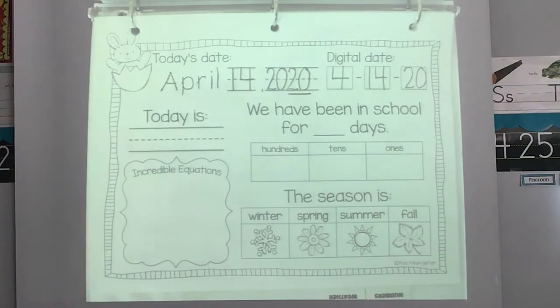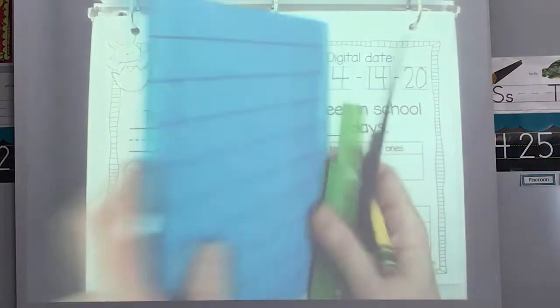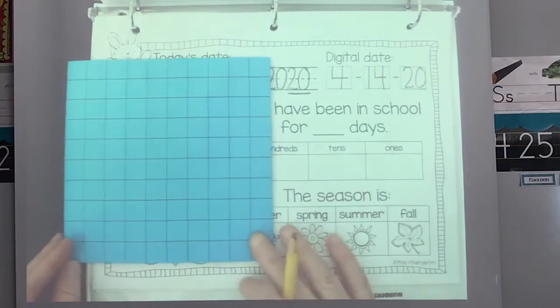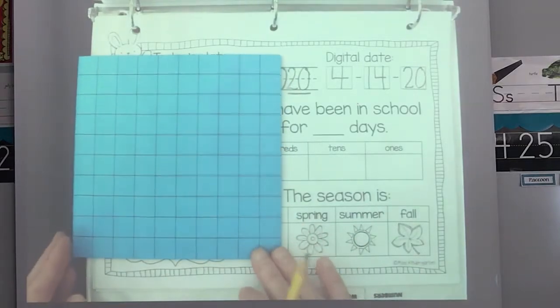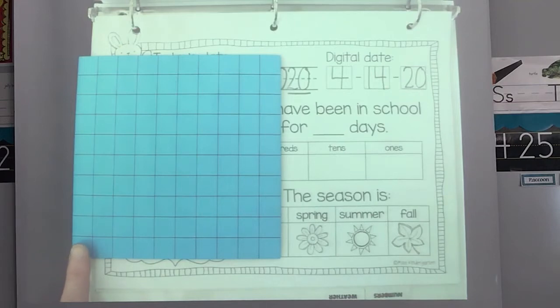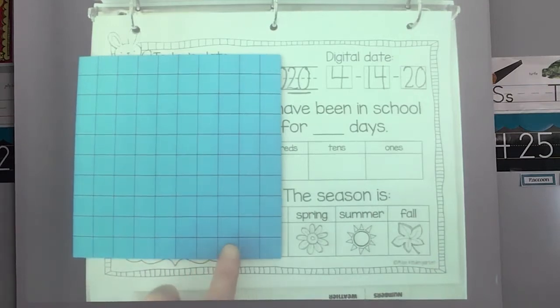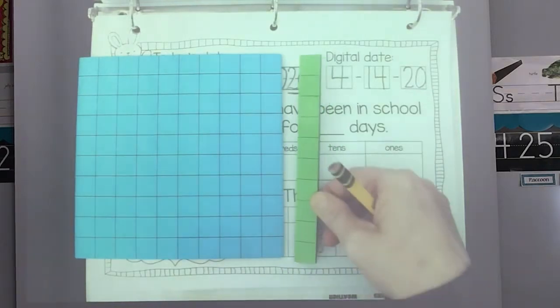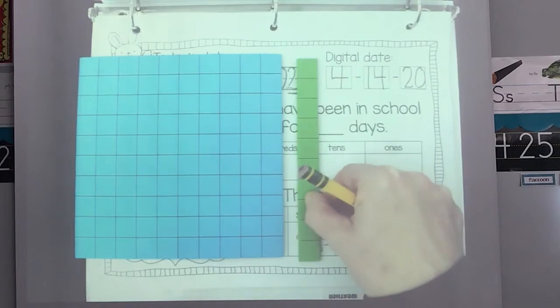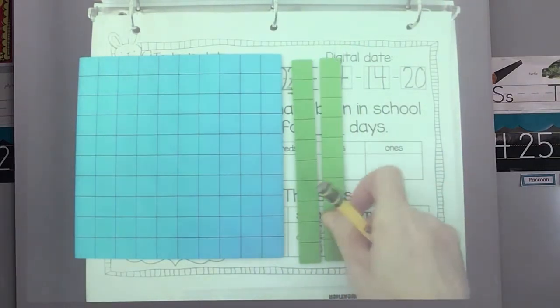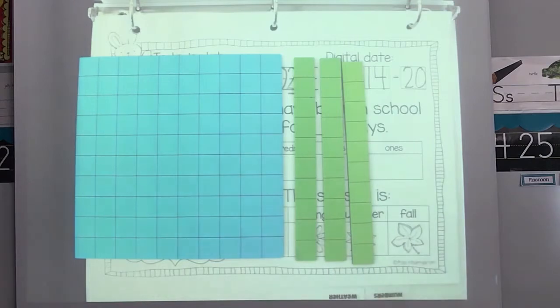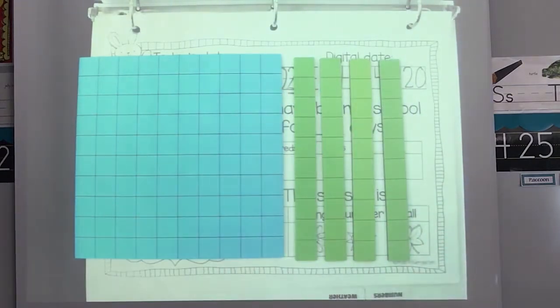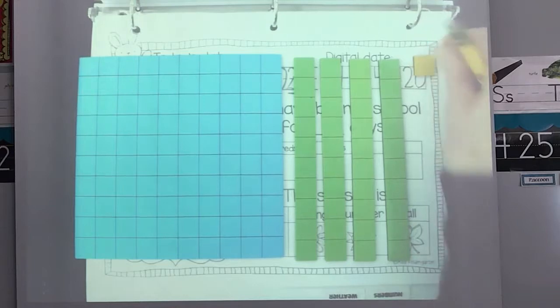Okay, we have been in school for, yesterday was 141. Let's find out what today is. Okay, so we have our big 10, base 10, okay, there's 100. So we can count by tens with me, 10, 20, 30, 40, 50, 60, 70, 80, 90, 100. Then we're going to count by tens to count on from 100. 110, 120, 130, 140, 141.